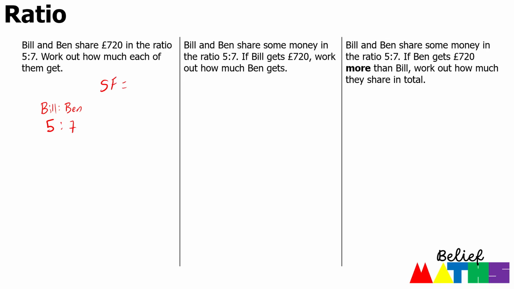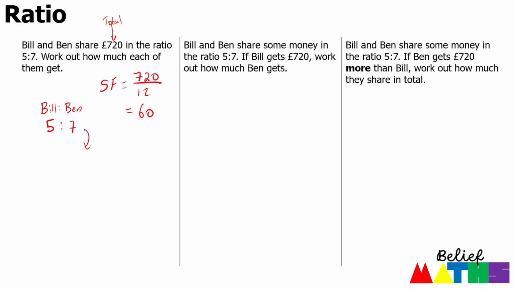And the scale factor is always the amount of money, 720, divided by something. In this case, the 720 is the total. So we're dividing by the total number of parts, which is 12, because 7 plus 5 is 12. And then 720 divided by 12 gives us a scale factor of 60.